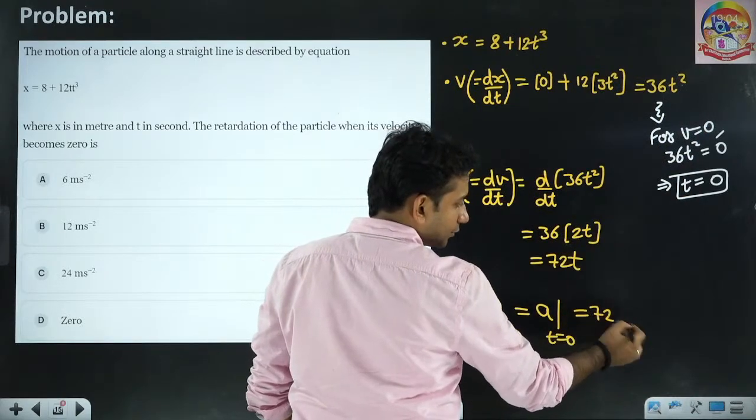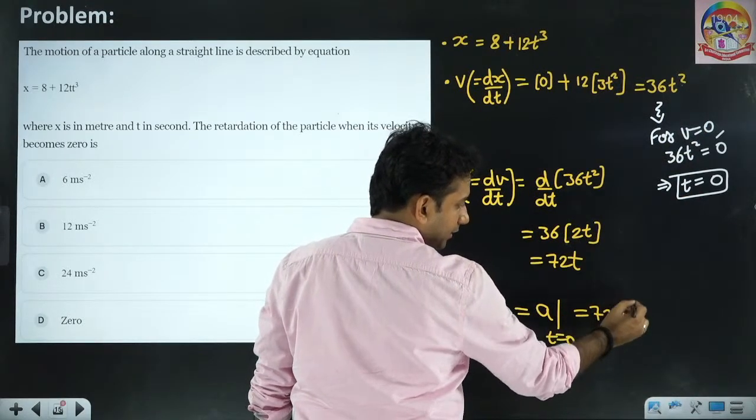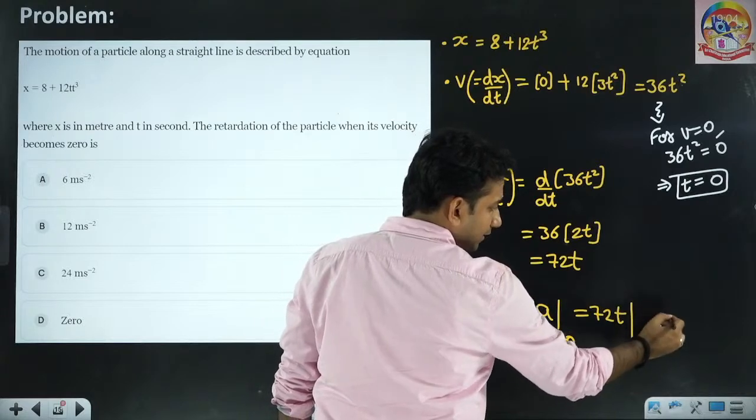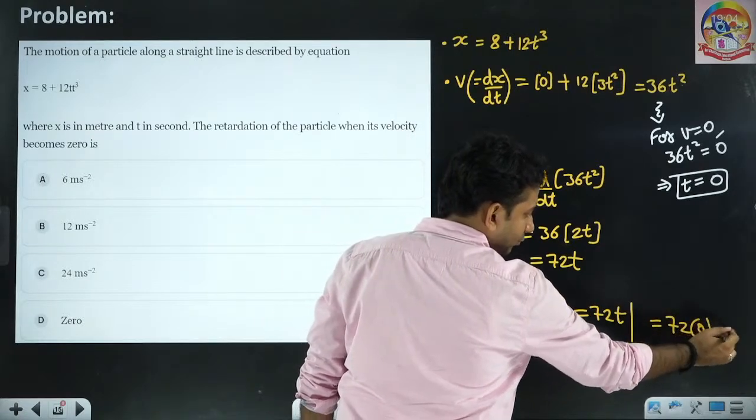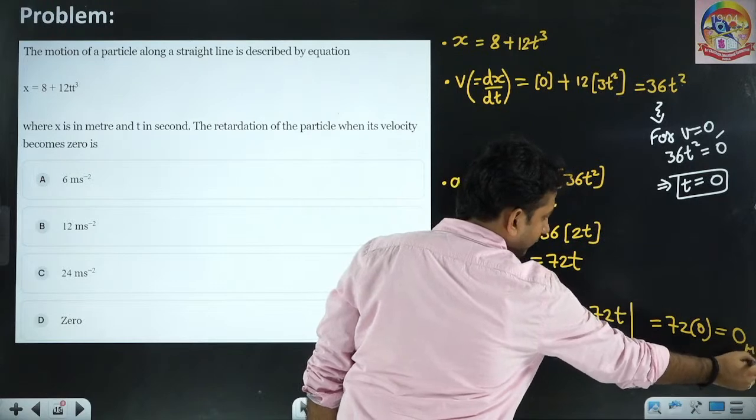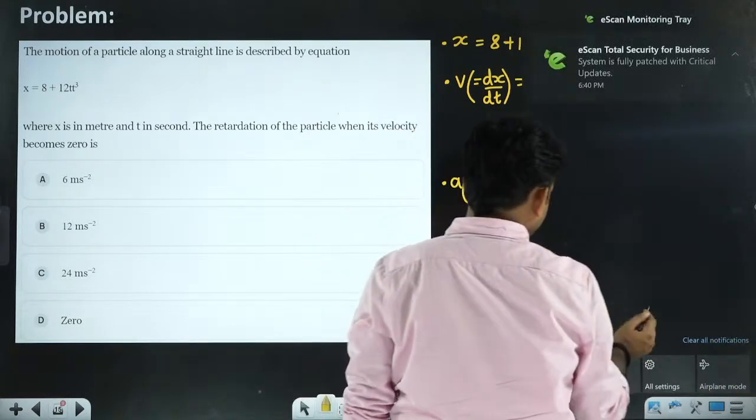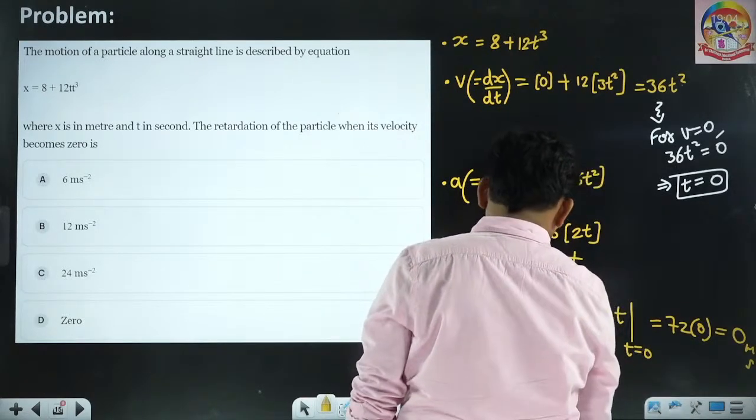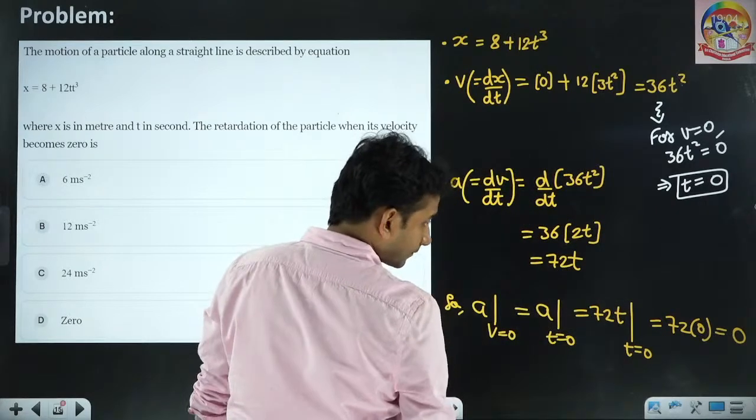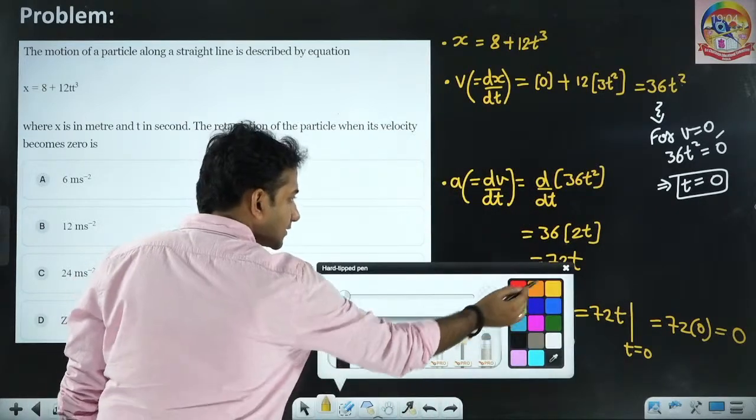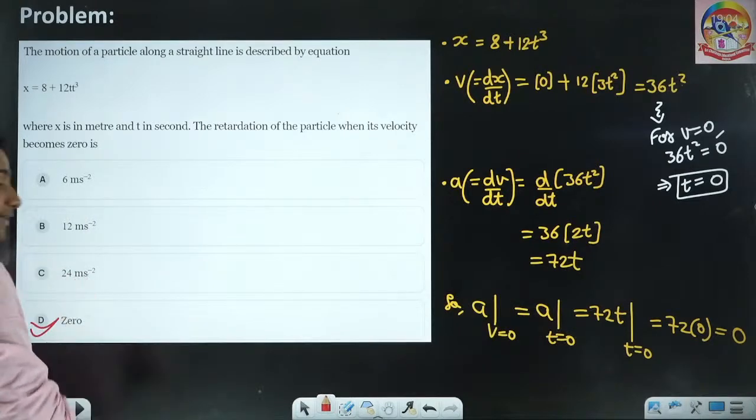So that is 72, and at t equals to 0, you can simply put 0 in place of t and the answer is 0 meter per second square. That is 0 meter per second square. Okay. So the correct answer is, as you can see, option D.